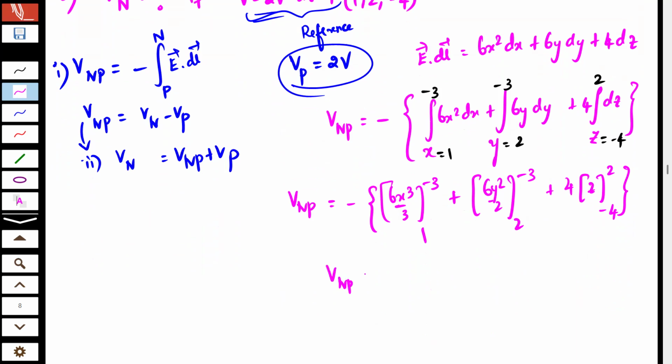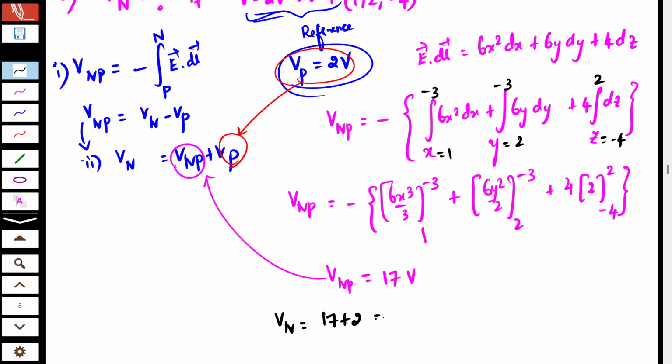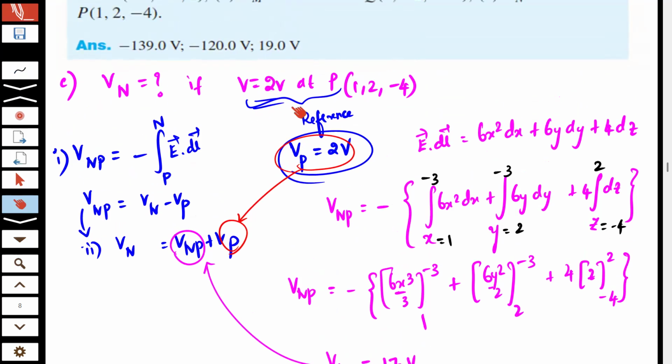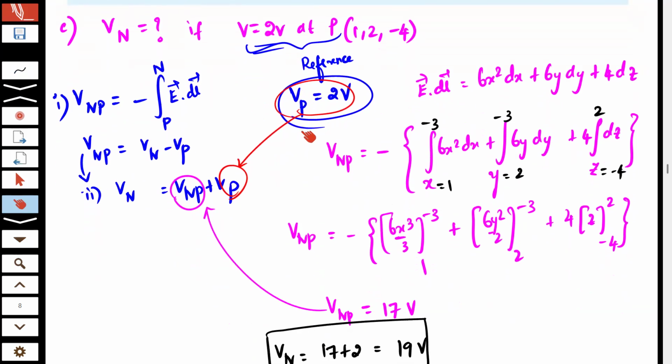So for this, you will be getting VNP as 17 volts. Now from this, we can substitute VNP as 17 volts, and you know Vp is 2 volts. So taking these two, you will be getting Vn as 17 plus 2, which is 19 volts. So this is the absolute potential at N asked in the question, taking point P as the reference, where the reference potential at point P is 2 volts, that is given in the question. I hope you have understood this problem.